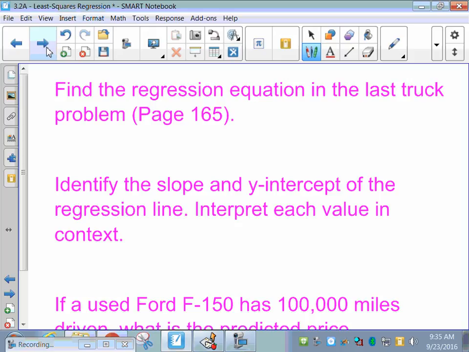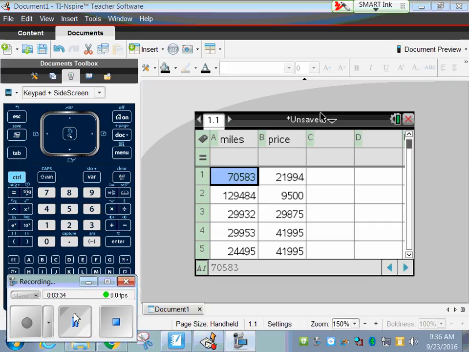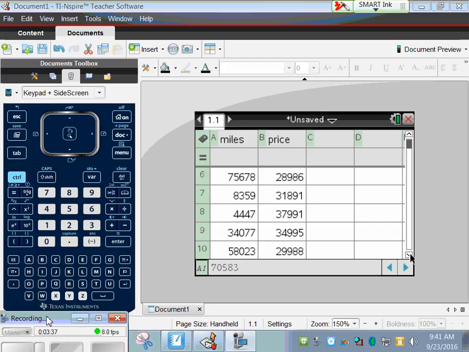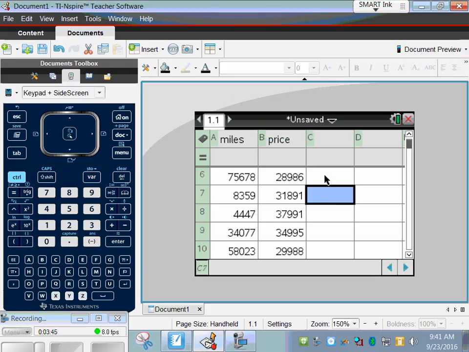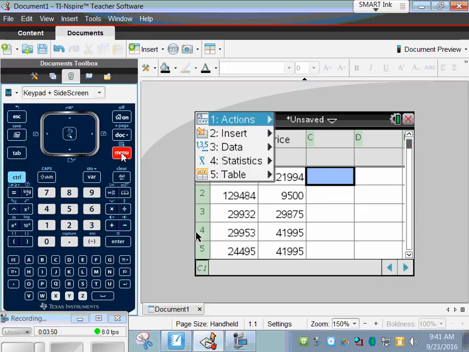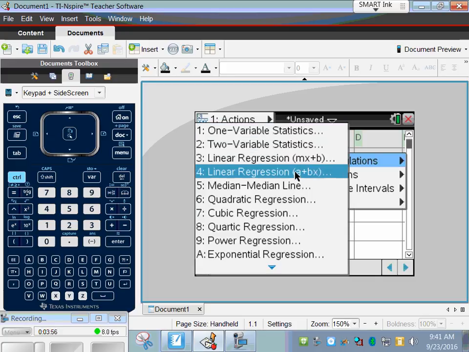So you guys probably want to turn to page 165 because it's probably easier to just read the values out of your book. And we're going to enter them into our lists. So on your calculator, you go ahead and do miles, price, enter it into your list, and then we will do the rest once you guys have that all in. So one place you can actually do it is from this table. I usually go up to the top here and go here. All right, so you go menu, statistics, stat calculations, and linear regression.